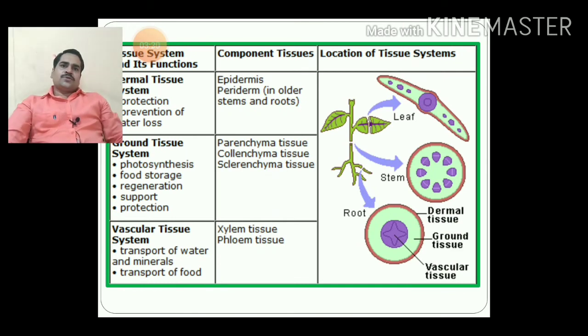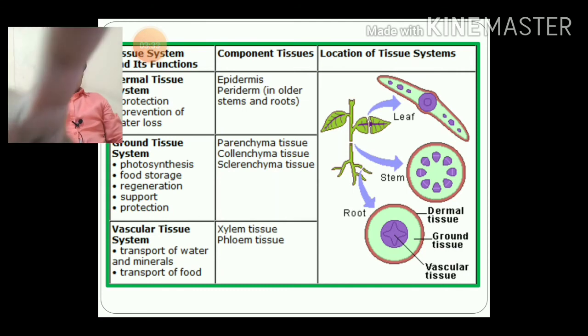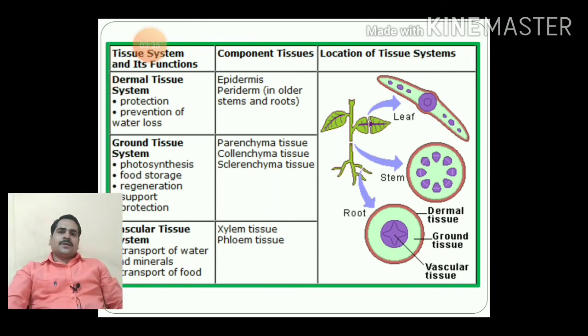So let us see the tissue systems and their functions. First is dermal tissue system, and the function of dermal tissue system is protection and prevention of water loss. It is present in the upper and lower epidermis of leaf, and periderm in the older stems and roots. Ground tissue system: the function of ground tissue system is photosynthesis, food storage, regeneration, support, protection. The ground tissue system includes parenchyma tissue, collenchyma tissue and sclerenchyma tissue.